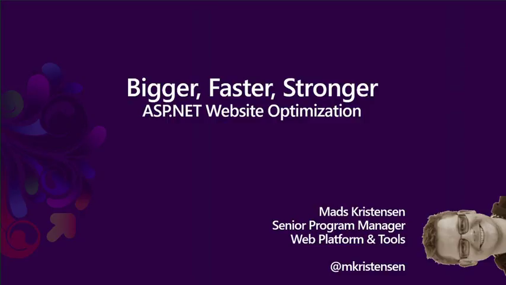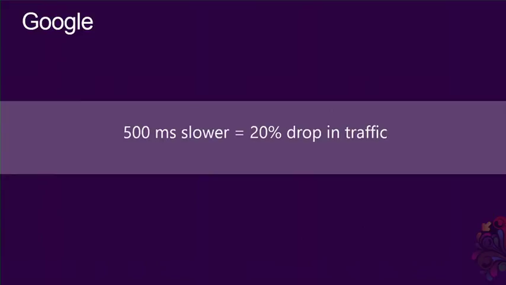And there is actually real science behind how this stuff works, and there are some real-world experiments. Google did one a couple of years ago. They slowed down their website, the Google search page, by 500 milliseconds. That's half a second. And the result was that they got a 20% drop in traffic.